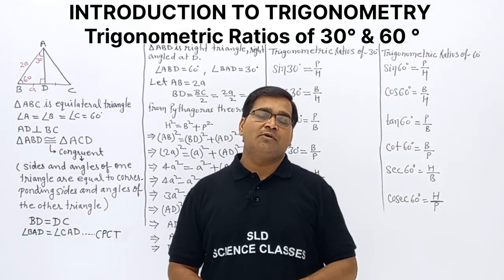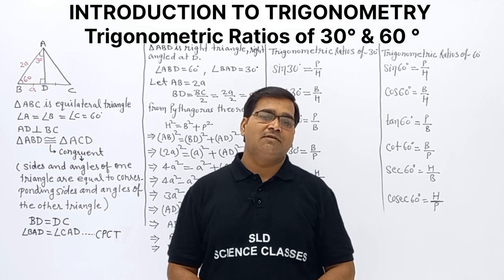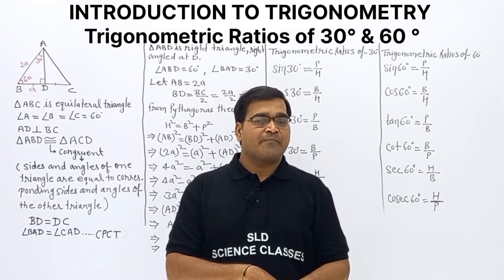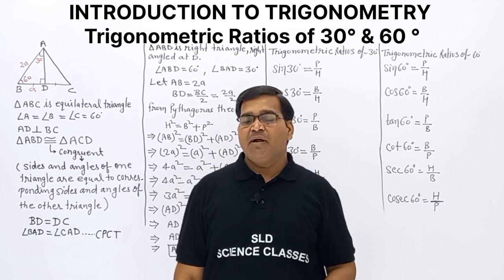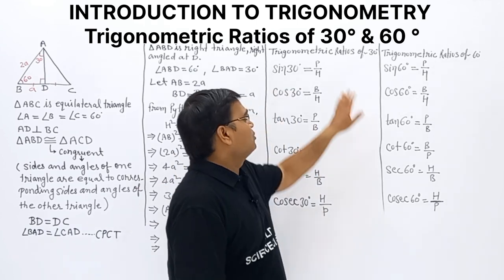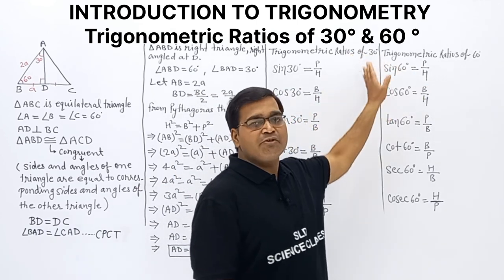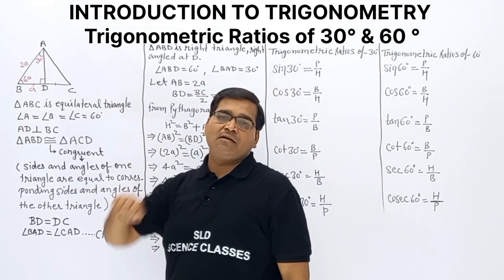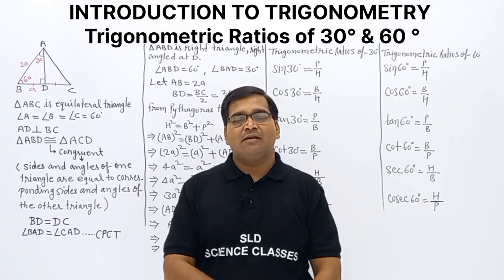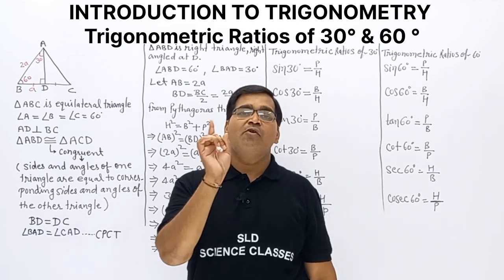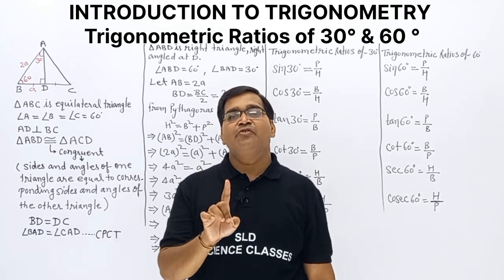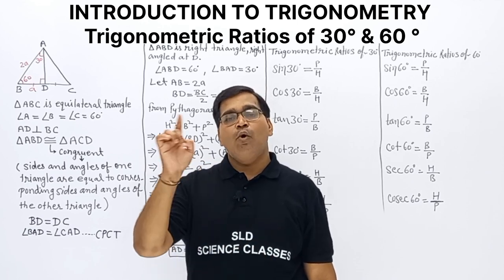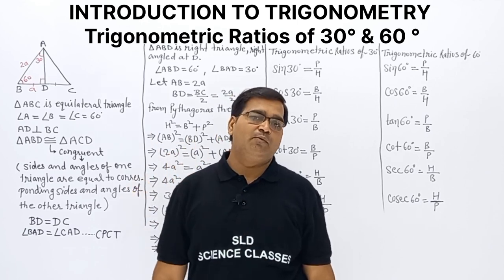we will use an equilateral triangle. In the 45 degree case we used an isosceles triangle, but for these two angles' ratios, how will we find them? By using an equilateral triangle. And what about the equilateral triangle? All sides of a triangle are equal, that is called equilateral. All sides are equal, it means all three angles will be equal.